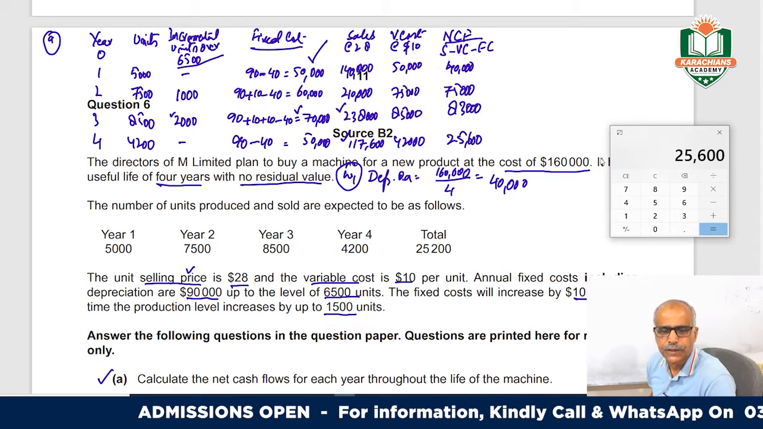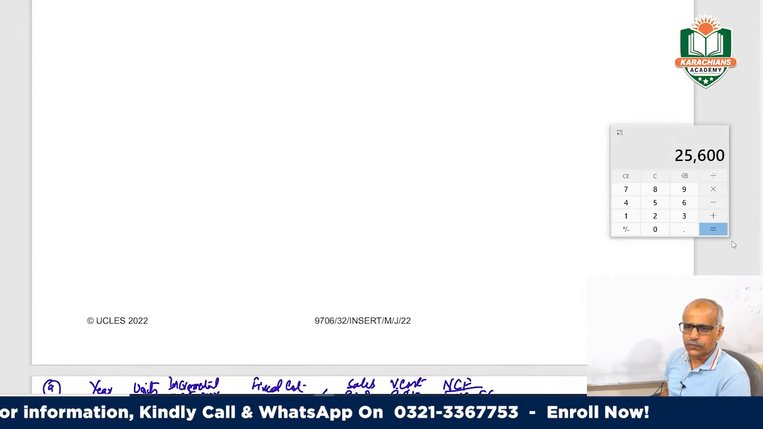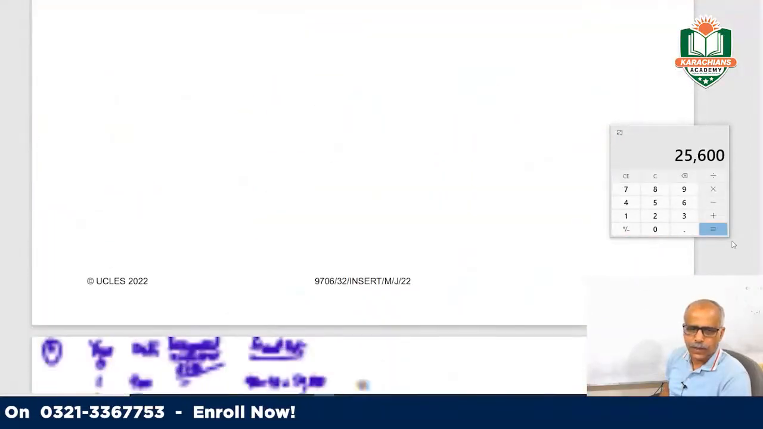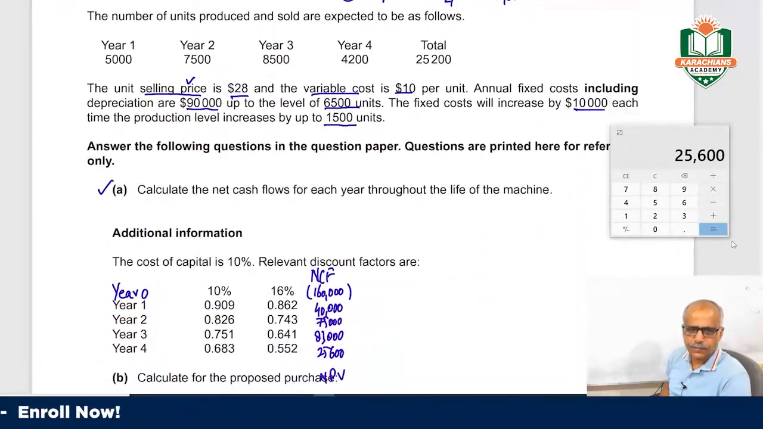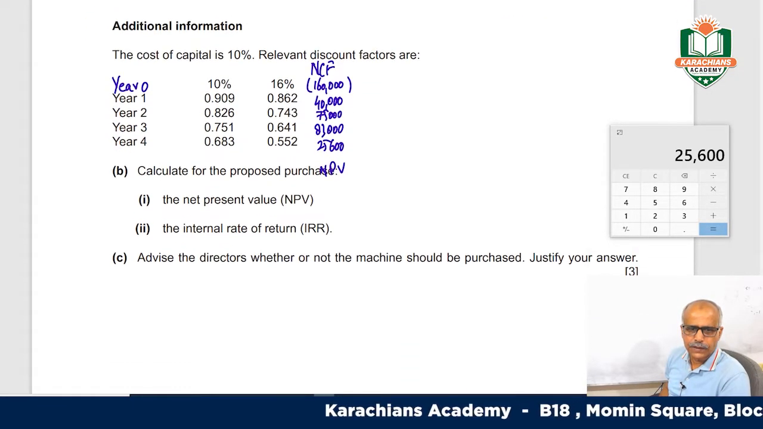So we are done with part A of our question, which says to calculate the net cash flow for each year. Okay, so we have calculated this. What it requires for the other part? This is the other part, right? We have done with this.